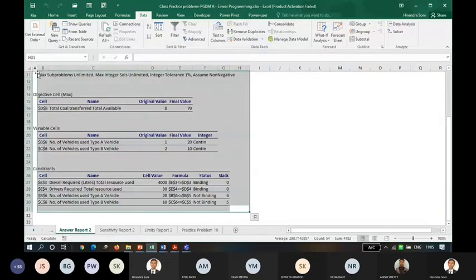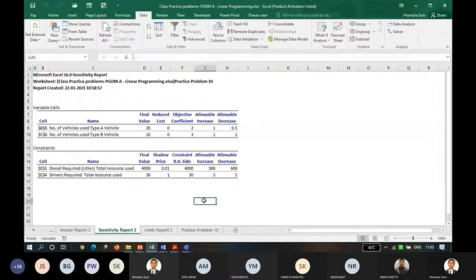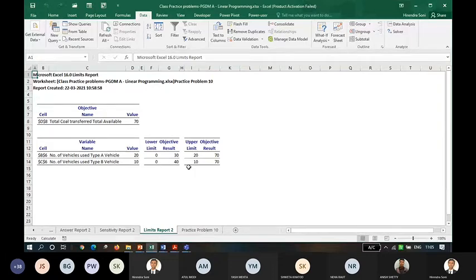Are we comfortable with everything that we have here? Should I move to the next report now? Yes, sir. Now coming to the next report, let us look at the limits first. In limits it says total coal transport is 70, number of type A vehicles used is 20, type B vehicles is 10. The objective shows how much each contributes out of the total 70 that we have received. Type A vehicles, 20 vehicles, are contributing 30 tons of coal transfer.